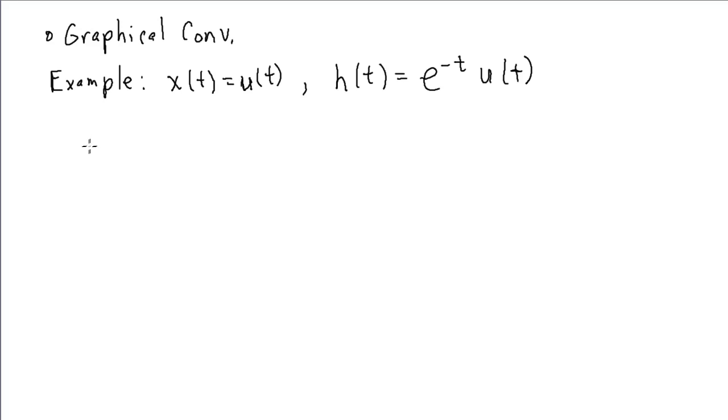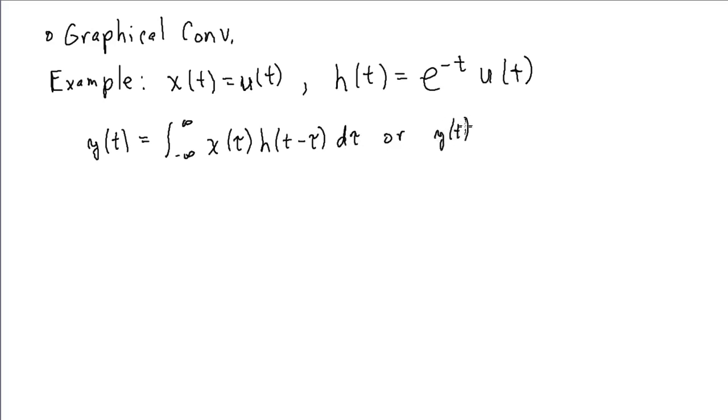And so from our convolution integral, we have y of t is equal to the integral from minus infinity to infinity of x of tau h of t minus tau d tau, or we can calculate the output by integrating h of tau x of t minus tau with respect to tau. And so either of these will give you the same result.